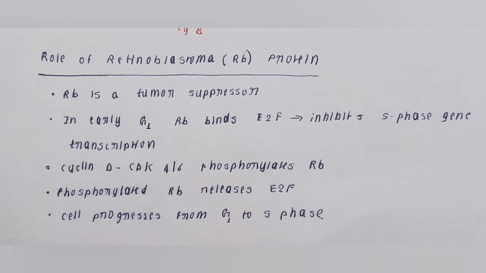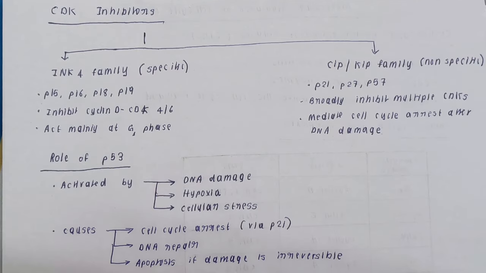And last, mention the CDK inhibitors. Now CDK inhibitors are of two types. One is the INK4 family and one more is the CIP or KIP family. This name might look a little bit complex. You can simply write it as specific and non-specific.